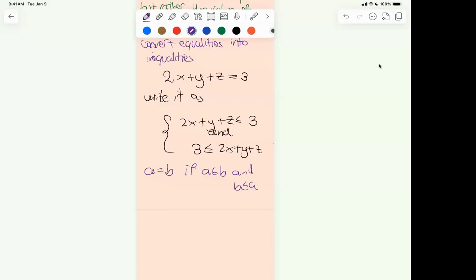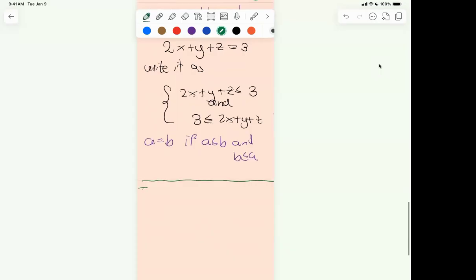The one that is more interesting: if I put a less or equal here, how do I turn that into an equality? That's the cool thing to discuss. So this is the important one for us: how to go from an inequality to an equality.